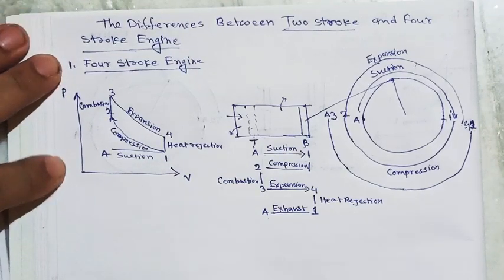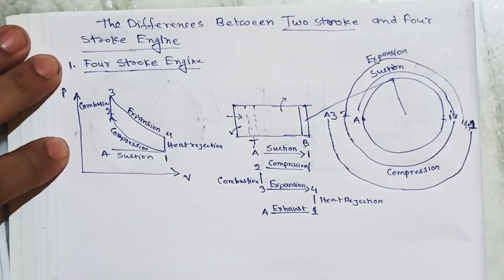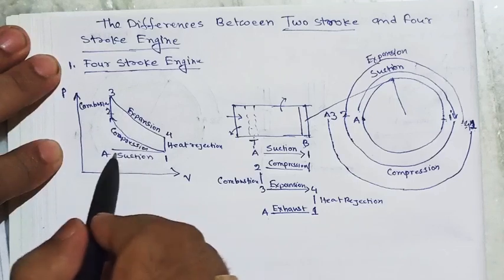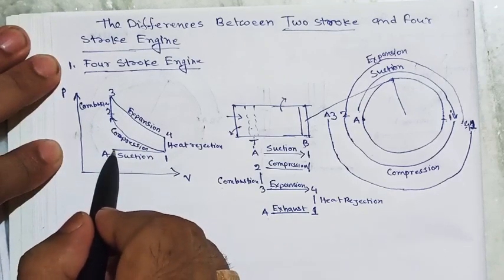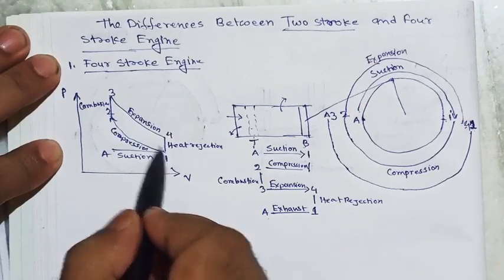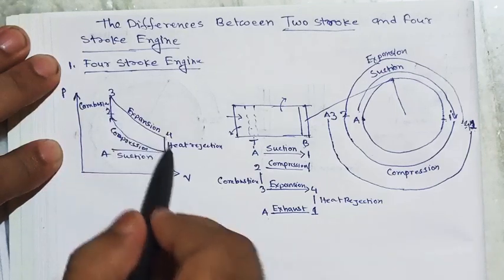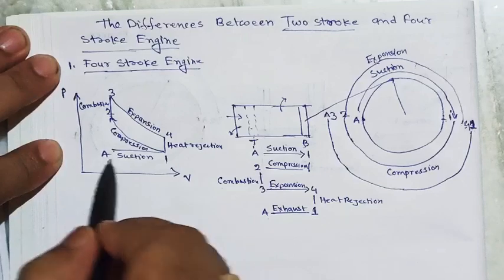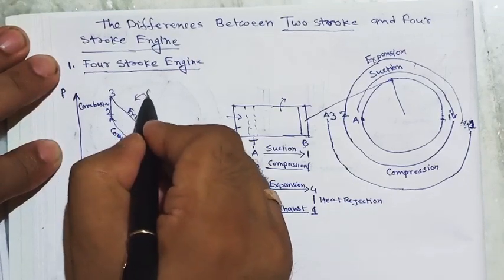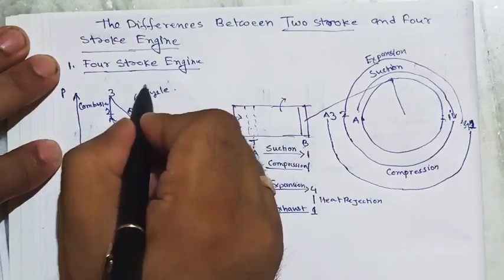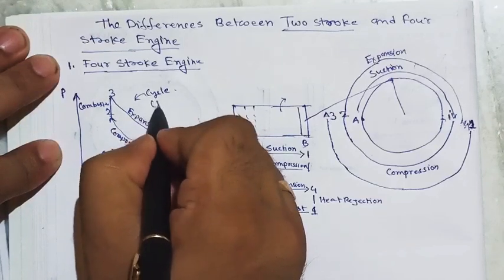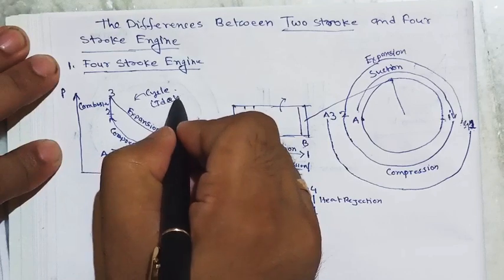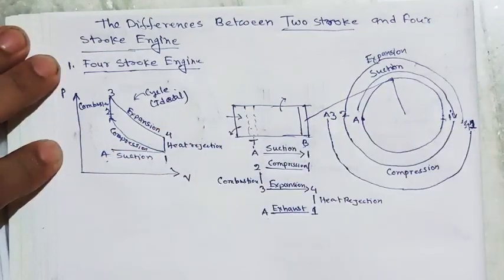Now you can see that to complete this cycle, it moves A to 1, then 1 to 2, 2 to 3, 3 to 4, and 4 to 1. After that, it will move 1 to A. That produces a cycle. This is the ideal cycle.